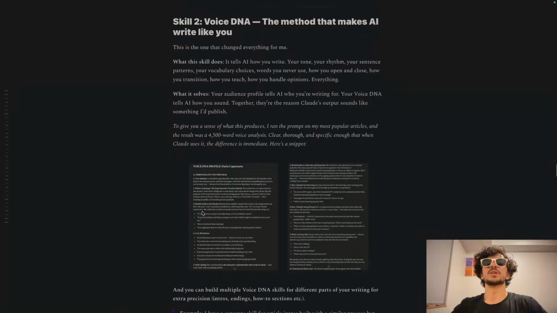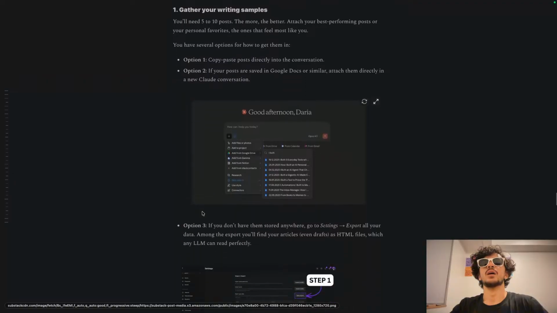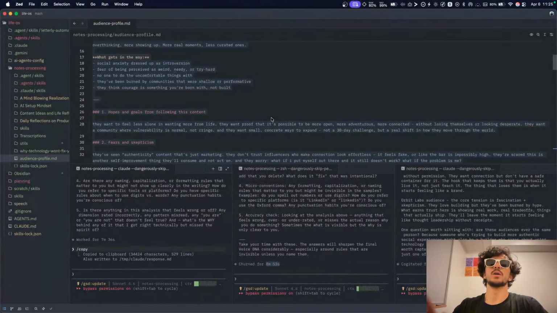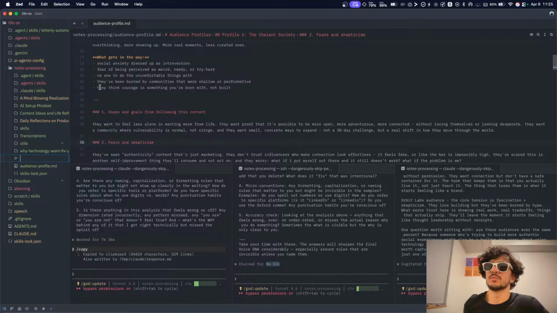Turn it into a skill. Yes. Review and refine. Yes. So next step is to just read it and see if it's actually accurate. So we'll do DNA. My writing DNA.